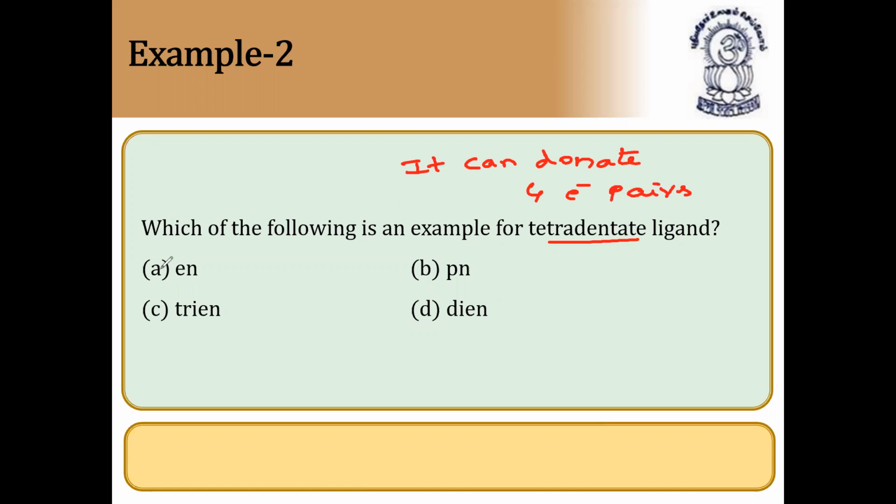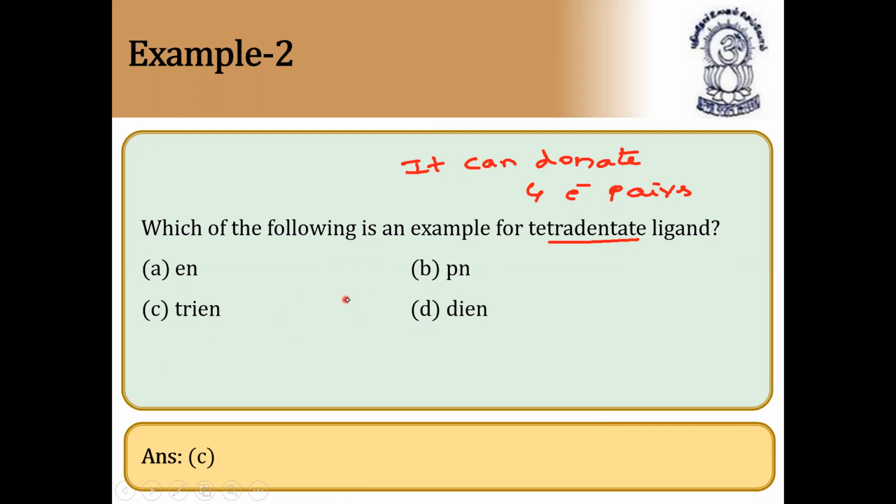En is the bidentate ligand, since already you know this is pn and this is trien and this is dien. So what is the answer? En means ethylenediamine. Pn is propylenediamine, and trien is 3 molecules of en. So the answer is C. This is a tetradentate ligand because it is trien. When more than one bidentate ligand is there, we'll call it bis, tris, and tetrakis. So en is a bidentate ligand.